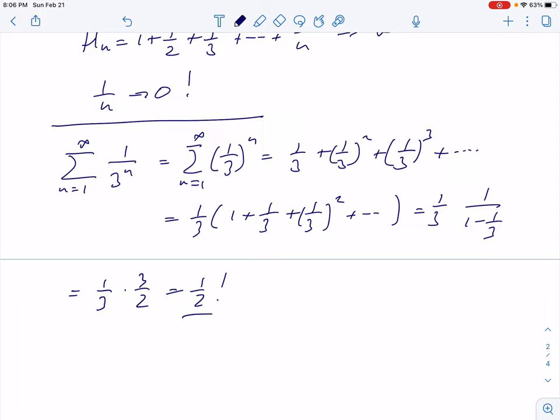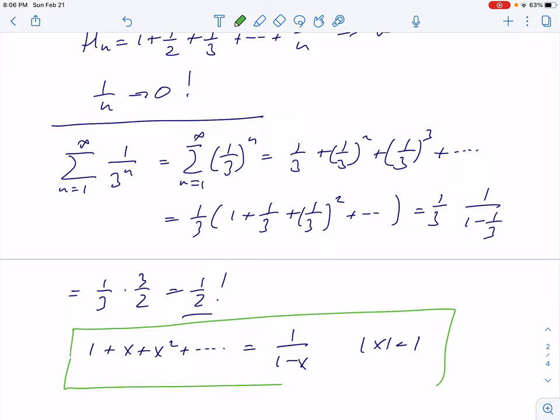Now, I want to remind the formula because it's important. The formula I just used is this: 1 plus x plus x squared plus and so on to infinity equals 1 over 1 minus x, when x is less than 1 in absolute value. And I want to put this in green to pay due respect to this formula. Okay.